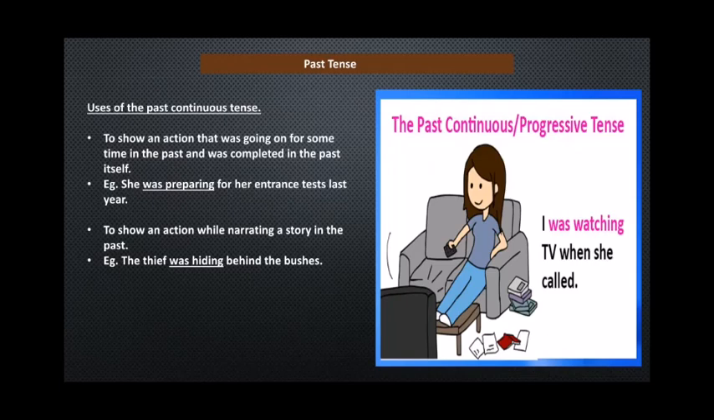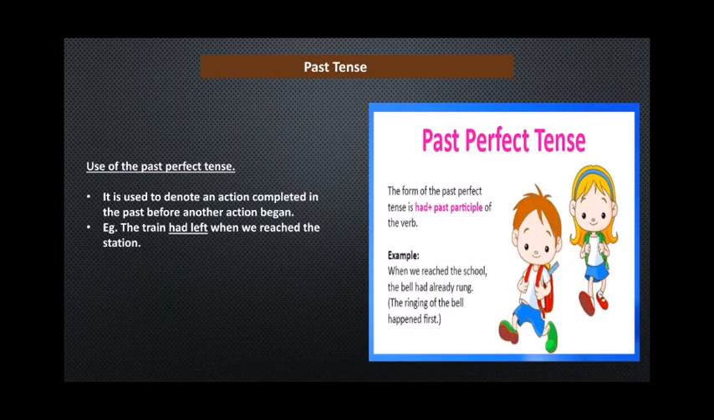Second, to show an action while narrating a story in the past. Example, the thief was hiding behind the bushes. So was hiding is the past continuous tense. In the picture we have one sentence. I was watching TV when she called. Was watching is the past continuous tense or the past progressive tense.